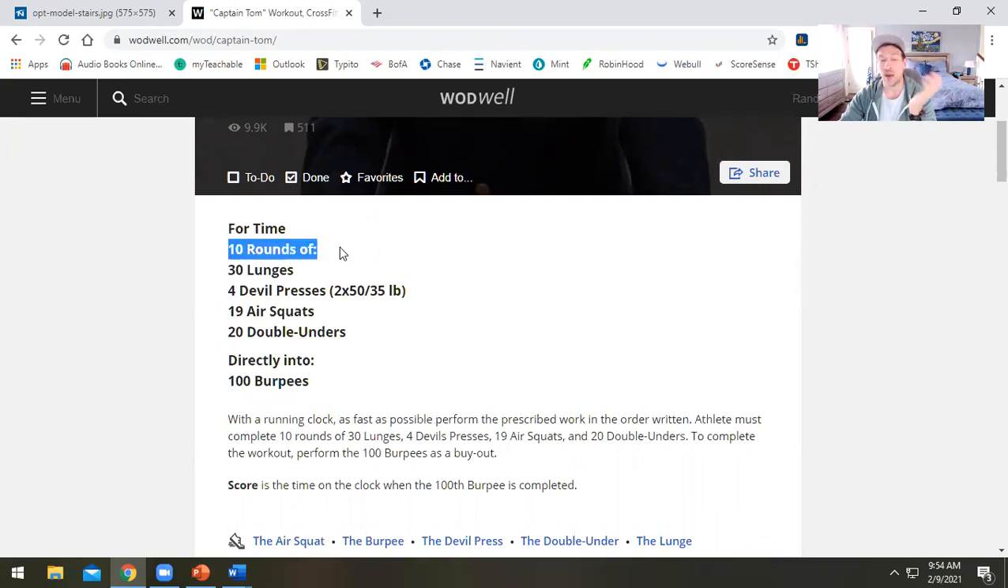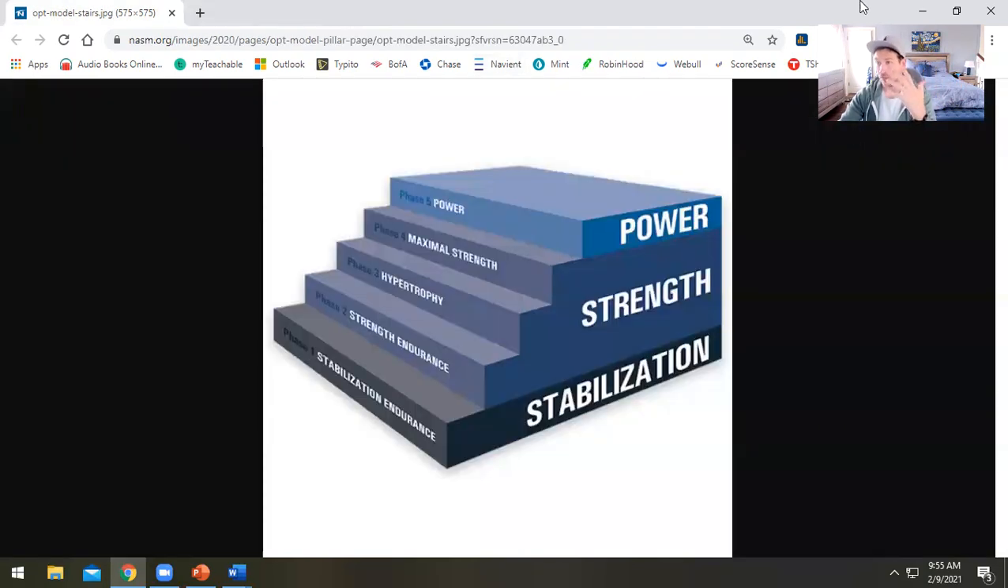So 10 rounds: 30 lunges, 4 devil presses, 19 air squats, and then 20 double unders. And then directly into 100 burpees. So that's 10 rounds. That means that is 300 lunges overall, 190 air squats, 200 double unders. That's a lot of repetitions. That's way more repetitions than you will ever find in a regular NASM workout, and then 100 burpees in a row. But that's what we mean when we say metabolic resistance training, right?